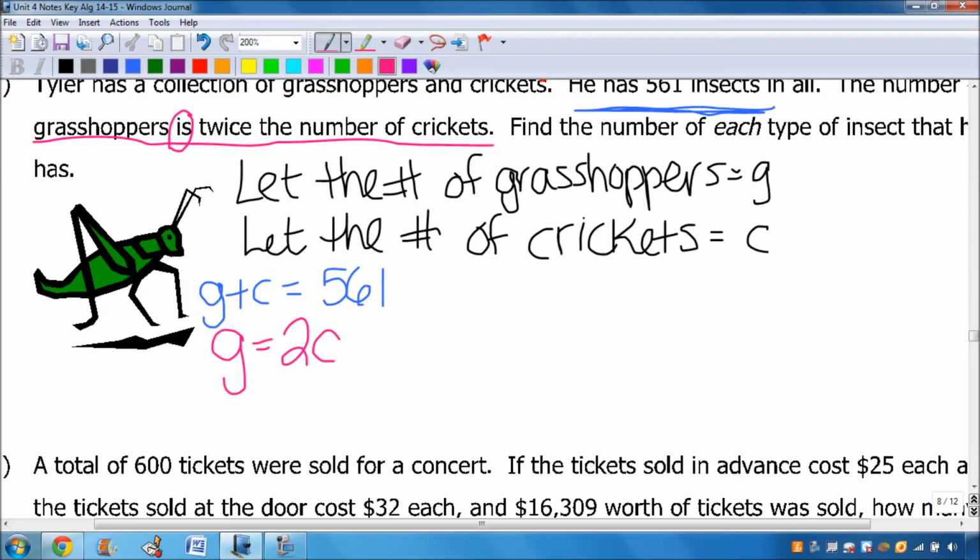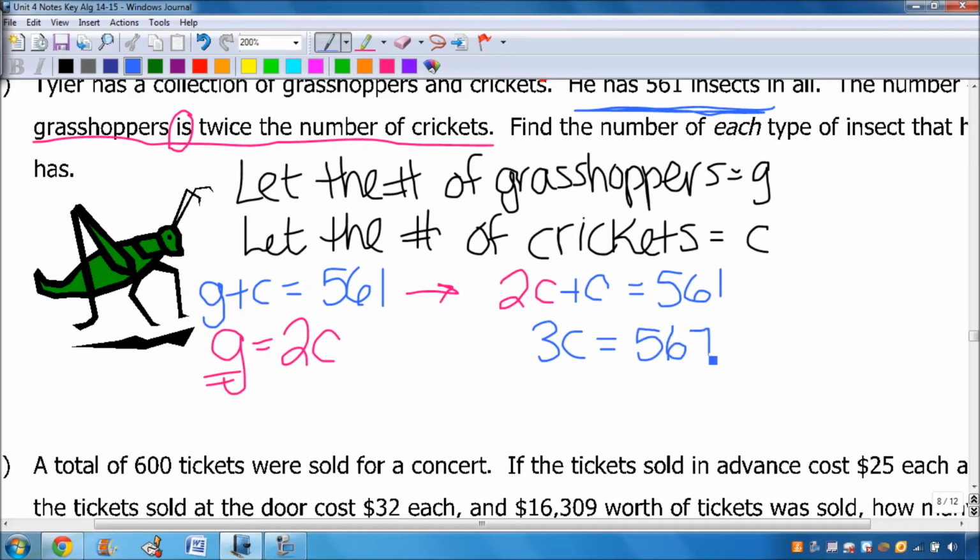I'm going to use substitution because this G is already by itself. So in this equation right here, instead of G, I'm going to replace it with 2C. Okay, so it becomes 2C plus C equals 561. Remember, the whole point of substitution is to only have one variable. So then combine your like terms, you get 3C equals 561.